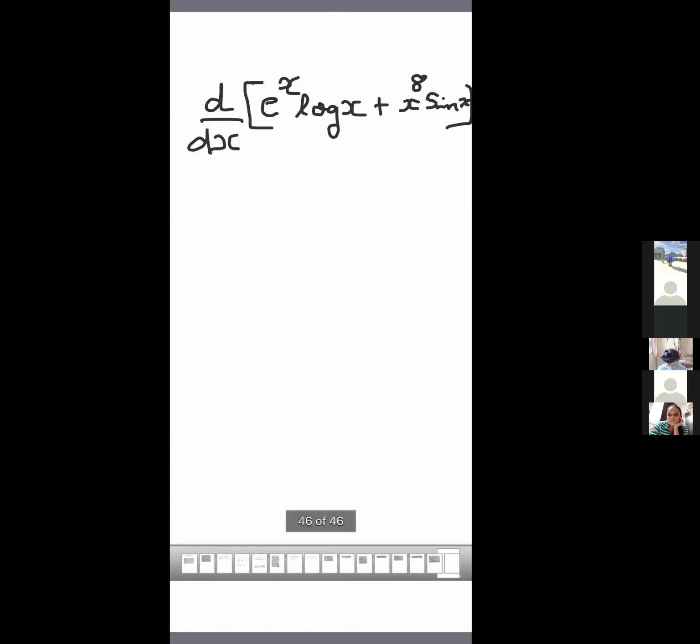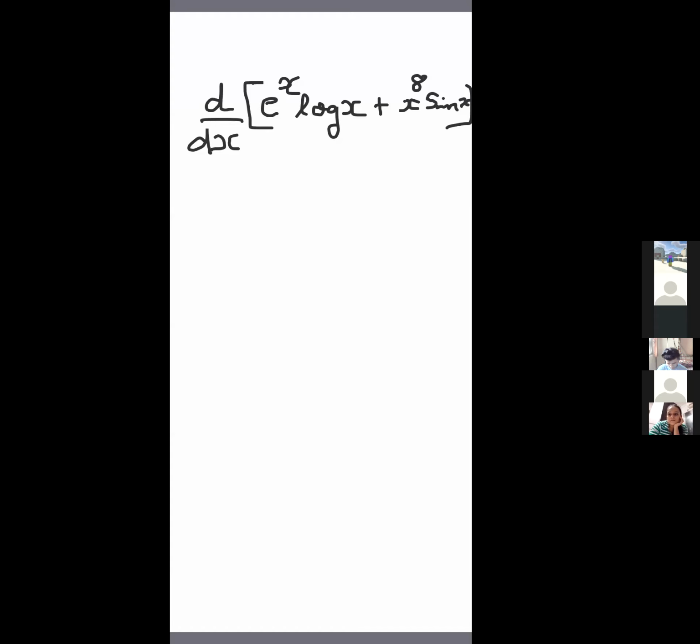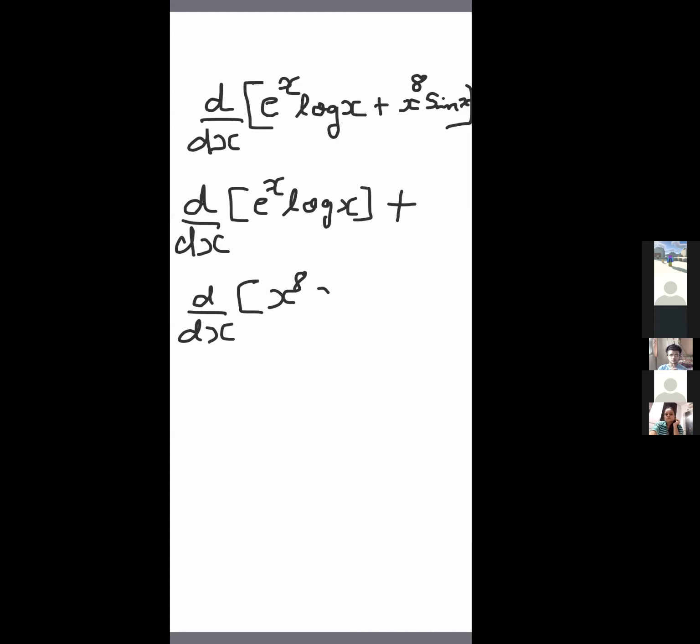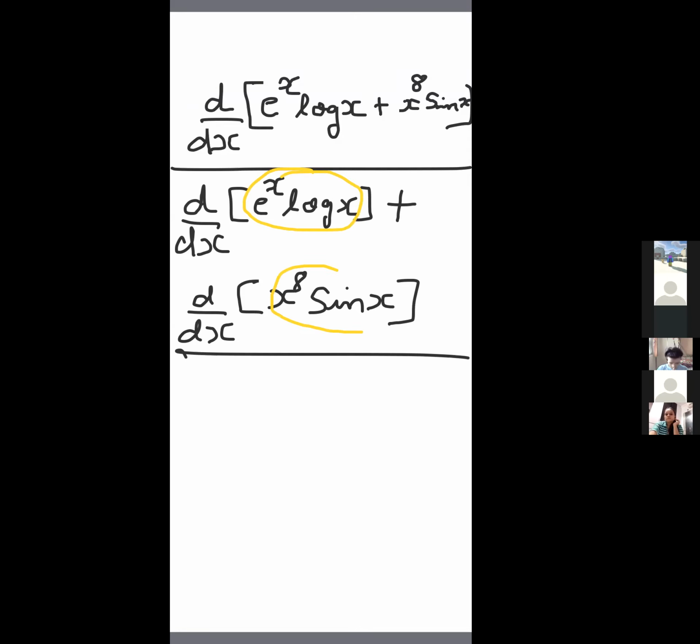Okay, time up. Now listen. This problem can be solved by splitting it. So I will get d by dx of e power x log x plus d by dx of x power 8 sin x. This is the first step you guys should know. Everyone got this much. I split the problem into two parts. Now, if you notice, in the first part I have to apply product rule, and in the second part also I have to apply product rule, and then finally I have to add.